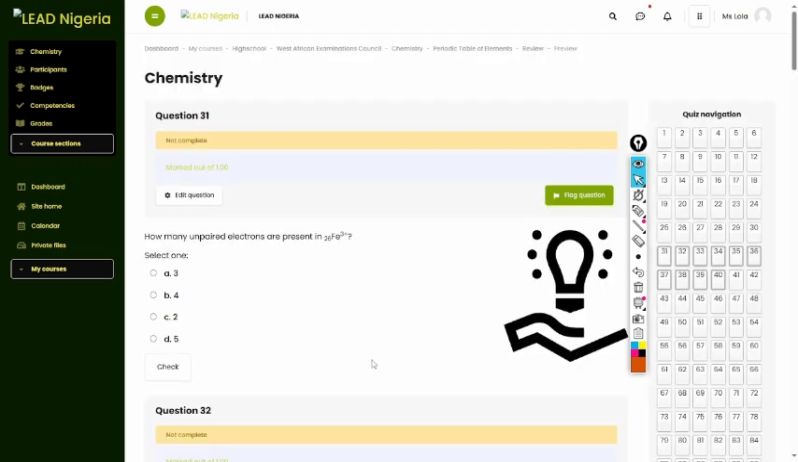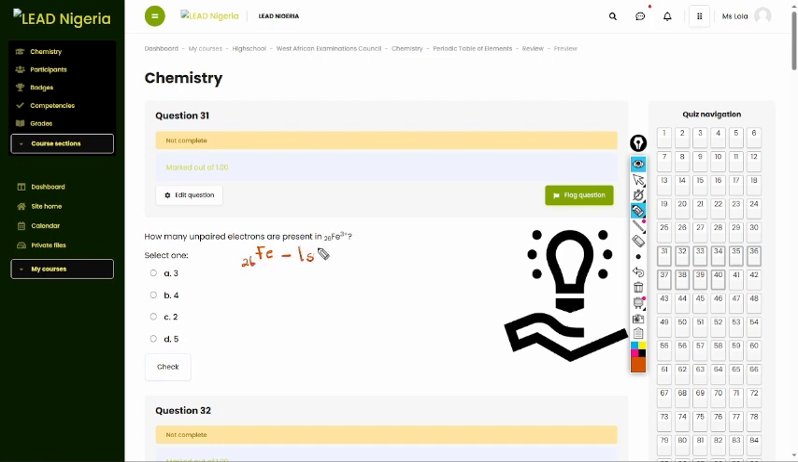Okay, how many unpaired electrons are present in Fe3+? Okay, so let's write out the configuration for Fe3+ and find out how many unpaired electrons there are. It would help to write the configuration for iron as a neutral atom first.